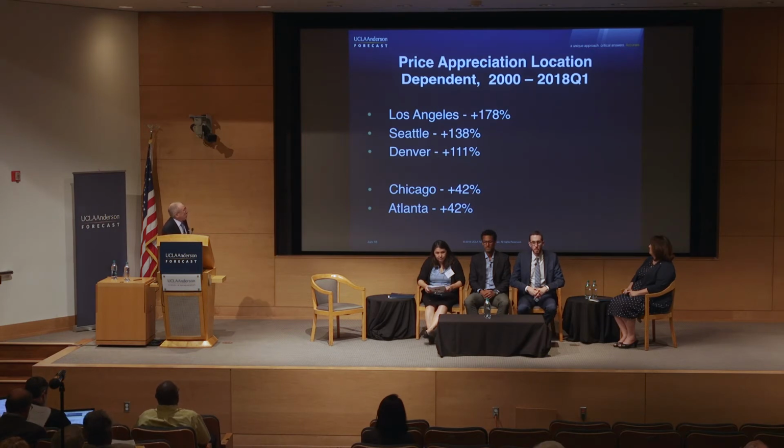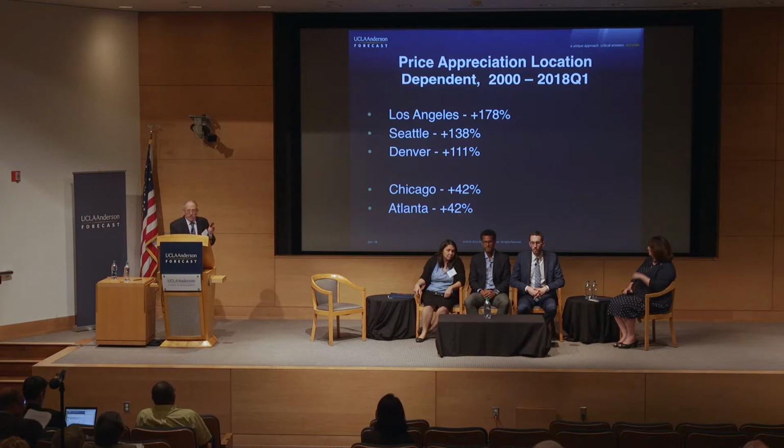From 2000 to 2018 Q1, LA is up 178%, Seattle 138, Denver 111. But look at Chicago. Chicago's only up 40% in 18 years. It's like nothing. It's less than inflation, so real house prices have declined. You could say all kinds of things about Chicago, but Atlanta's a growing Sun Belt city, booming job market, everything. Atlanta's only up 42%. So something is going on.